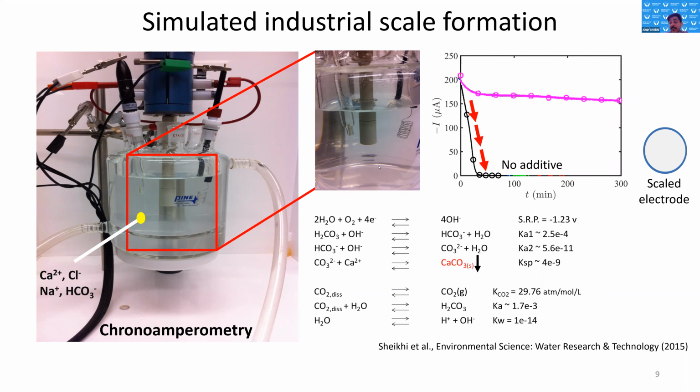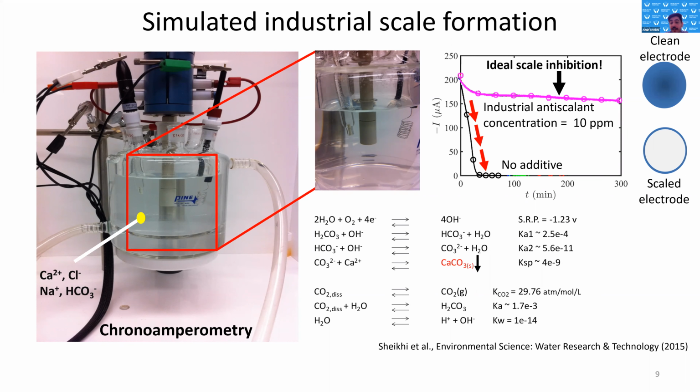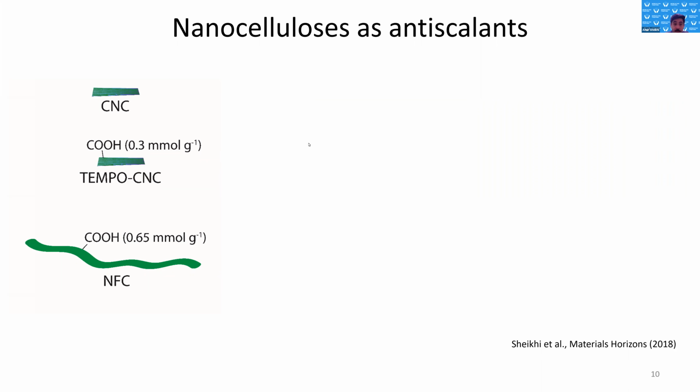Now, if you add these industrial additives, anti-scalants, to water, what we can see is that the current remains almost constant, and observations show that there is no significant scaling on the electrode. The reason for this is that these molecules are typically highly charged, typically highly phosphonated, and also they are very flexible. So we wanted to use cellulose nanocrystals for this because we thought that the large surface area of them and a relatively high surface charge would basically render them interesting anti-scalants.